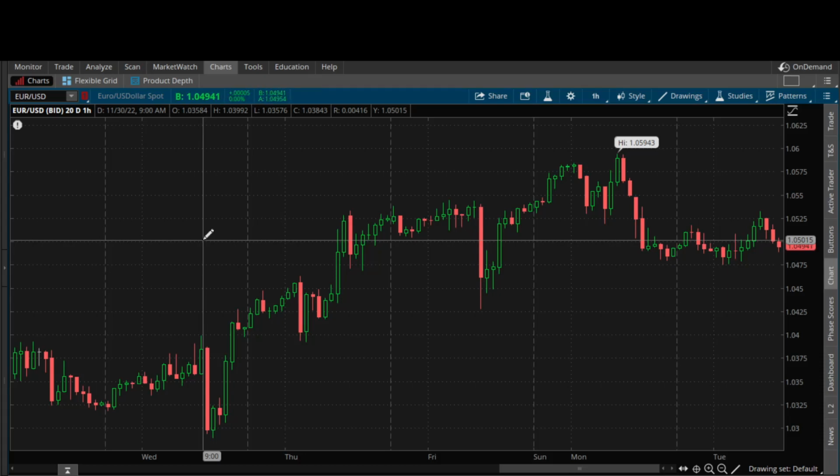All right, so let's jump into it. What is resistance? What is support? Let's start with resistance. The basic understanding that you'll read in a lot of the textbooks is that resistance is an area on a chart where price has failed to move higher in the past.